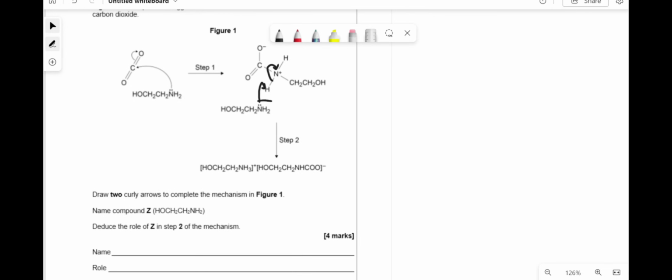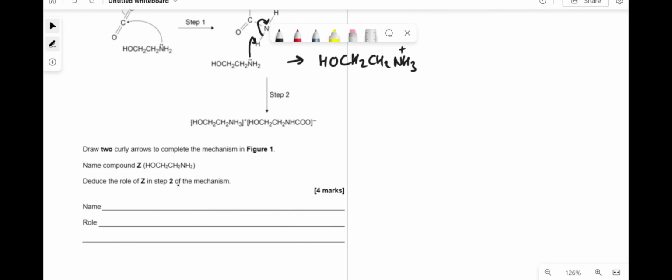However, now this one has an extra H+ as well. So now this forms HOCH2CH2NH3+, and it's a plus because it's now stolen that extra H from that side. So you can see that's what we have here. And it's now reacted with HOCH2CH2NCOO−. So now it says to name the compound Z.